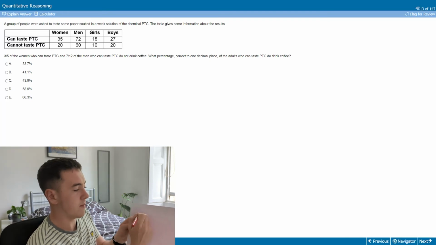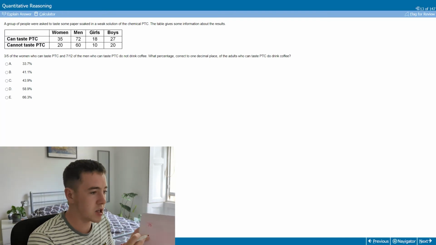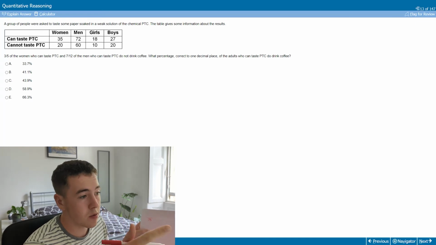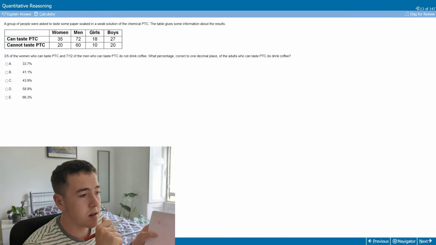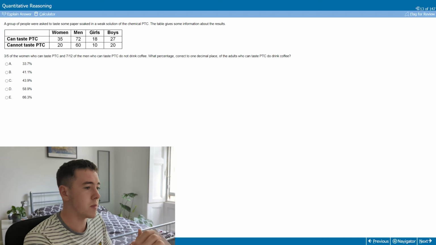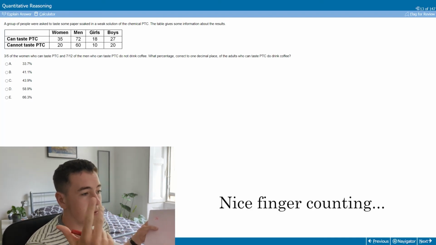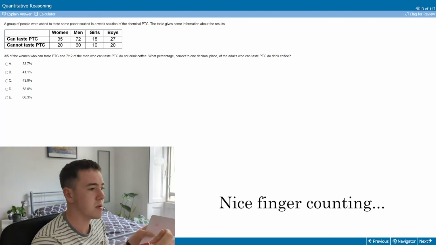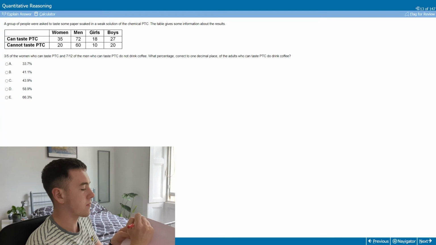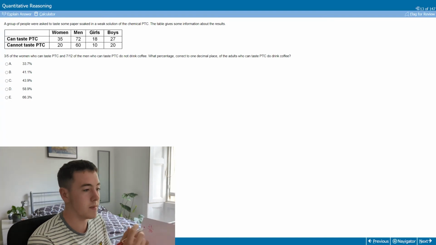So I'd write that on the bottom of the fraction. Then we've got 3/5 of women who can taste it don't drink coffee. So 5 goes into 35: 5, 10, 15, 20, 25, 30, 35, 7 times. Then 3 times 7 is 21, so we've got 21 of the 35 women.